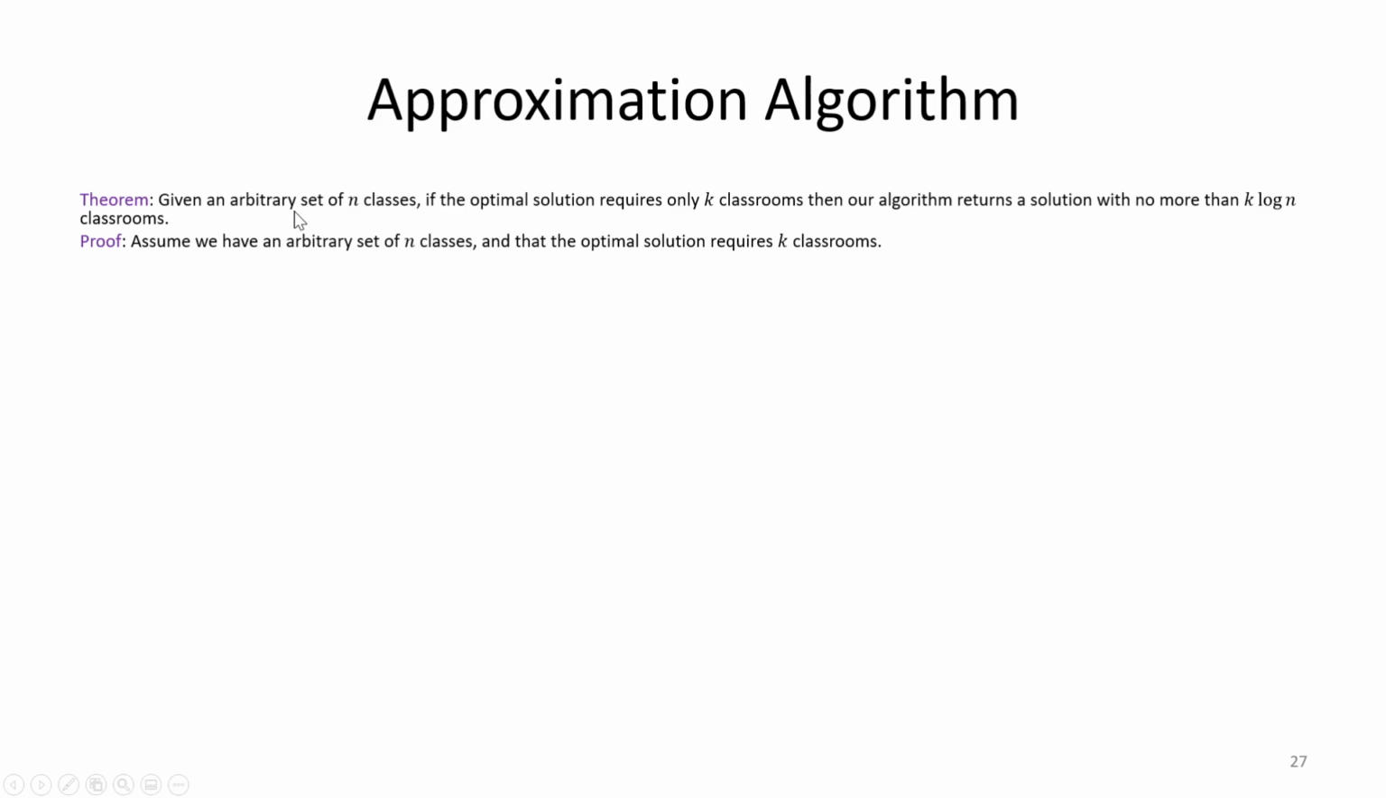Starting off the same way as before, we're going to assume we have our arbitrary set, but we're also going to assume this part, the antecedent of our conditional, at the beginning of our if statement. So we'll assume that's also true. So assume our optimal solution requires k classrooms. What are we doing here? We're really just naming what the optimal number is. We're going to call it k, so we can use it in our math.